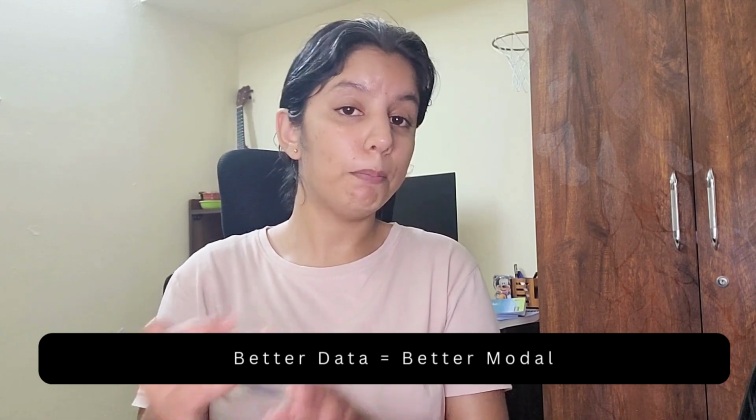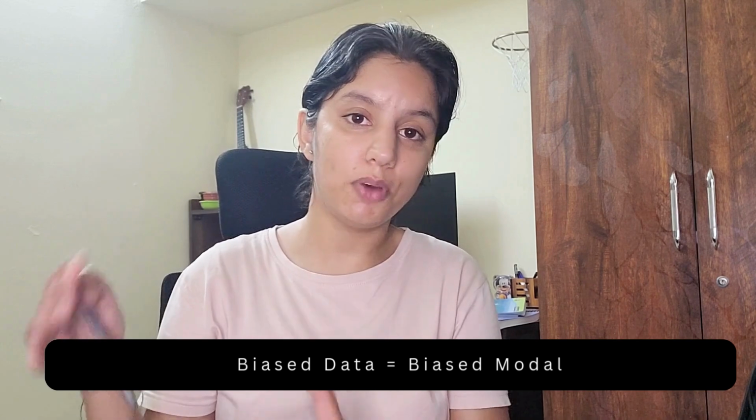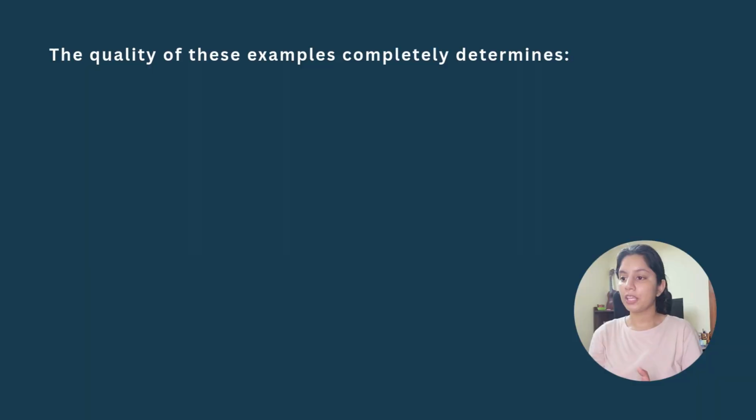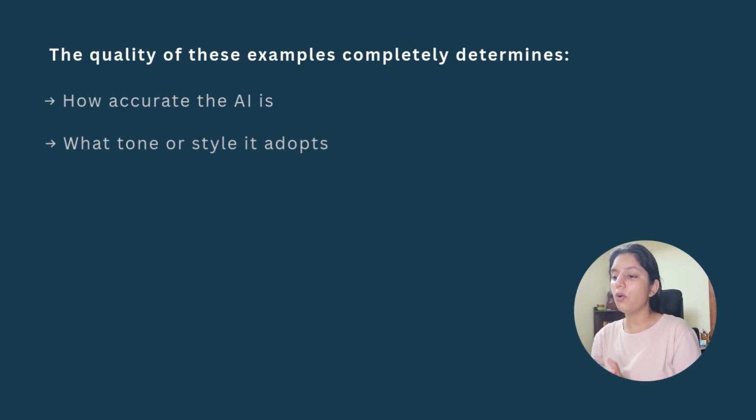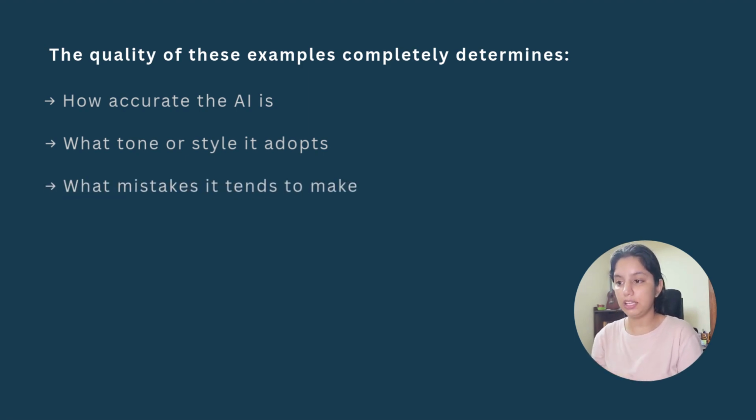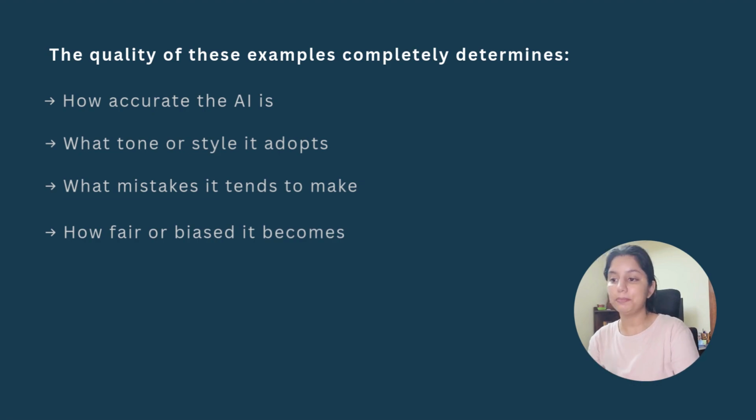If ML is learning, then training data is the teacher. The Stanford AI Index and Google reports both emphasize that better data equals a better model. Biased data equals a biased model. Training data is just a collection of examples like sentences, images, conversations, or even ratings. The quality of these examples completely determines how accurate the AI is, what tone or style it adopts, what mistakes it tends to make, and how fair or biased it becomes.